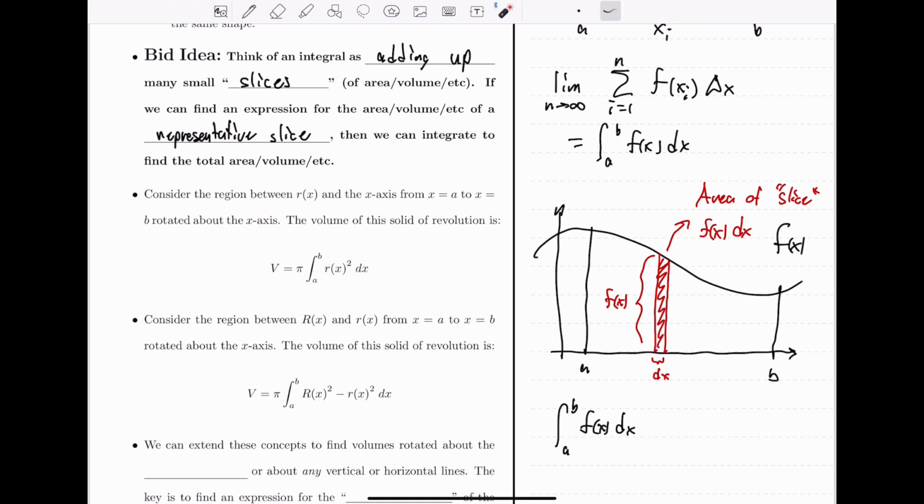Now, how do we find the total area of the entire figure? The way to find the total area is to integrate. And think of the integral here literally as adding up all of the representative slices starting at A and ending at B. Let's take a look at this in Desmos.